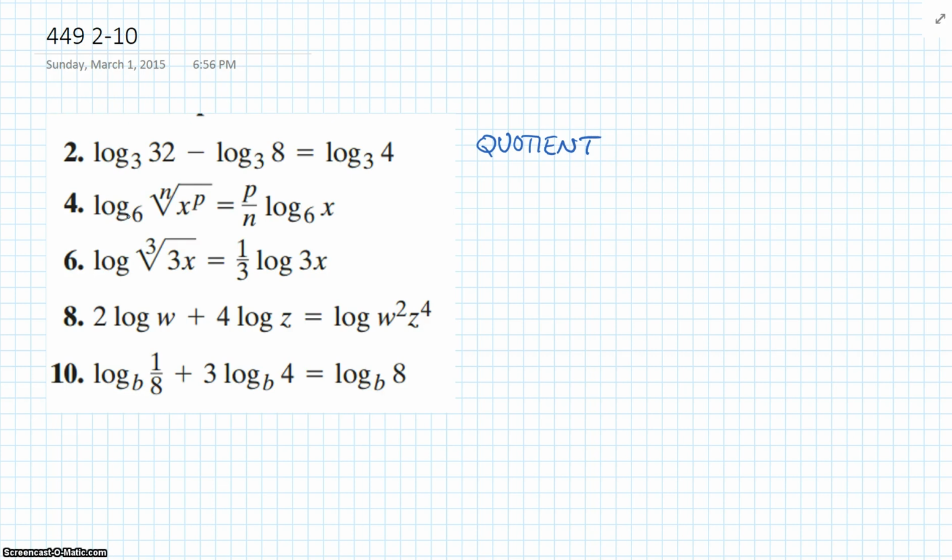So, log base 6 of the nth root of x to the p. Well, the first one's going to be power property to get rid of the nth root of x to the p. And then once we do that, that's pretty much the only property we use there. That one's just going to be the power property. Next one. The log of the cube root of 3x equals 1/3 log of 3x. Again, that's just the power property.